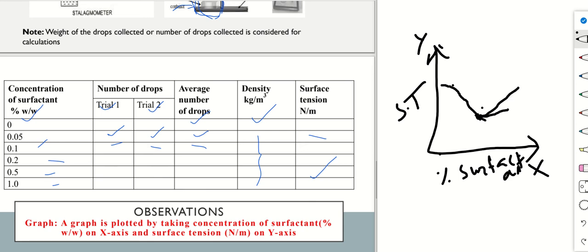So at this point where no much decrease is seen, this point is known as CMC, critical micellar concentration, the concentration of surfactant at which there is no much decrease in the surface tension seen. It either remains constant or sometimes it might increase. So that is how from the graph we can determine critical micellar concentration.